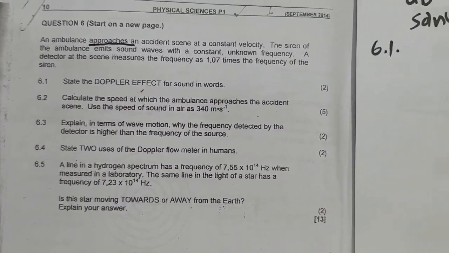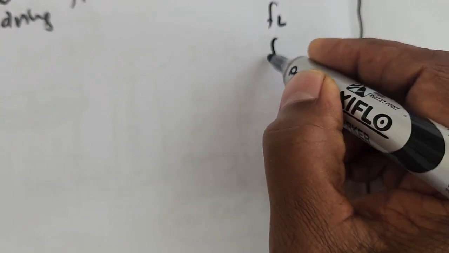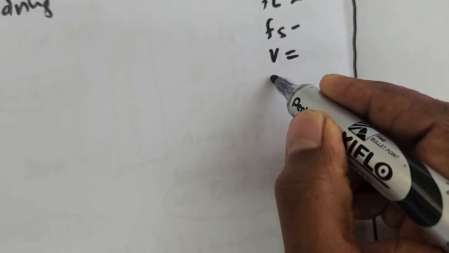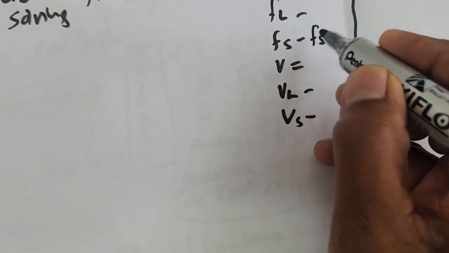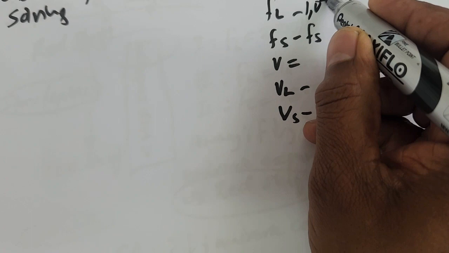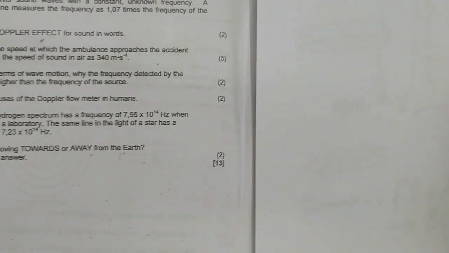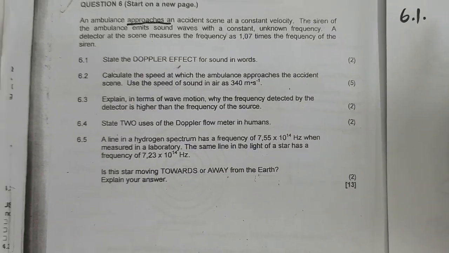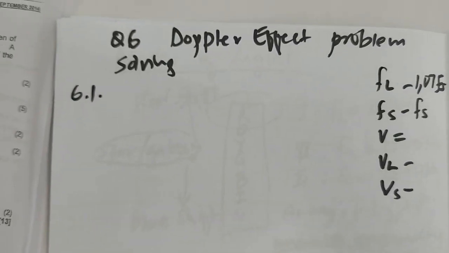In this case, if we use the five variables, which are FL, FS, V, and then VL and VS, these are the five. Again, FS is just FS. This one is 1.07 FS according to the statement. That's all that is given so far. Let's continue.